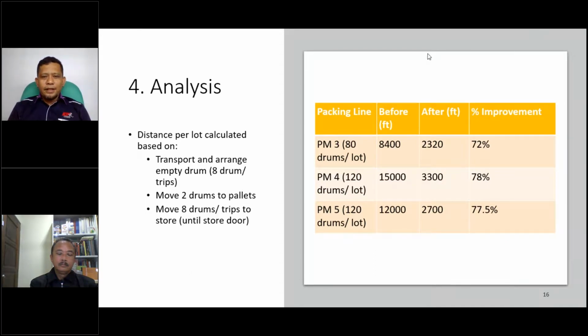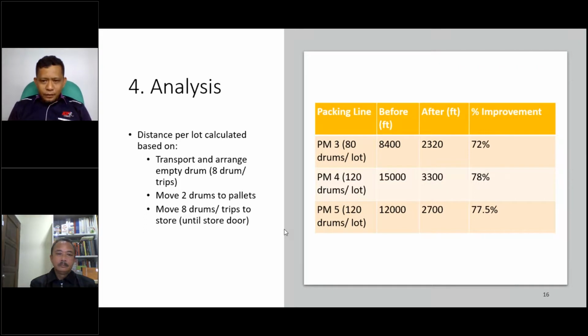So for this project, we did some study based on the transport range of the empty drum and so on. The movement of the forklift was about 8,400 feet. After we do that, we can reduce it to 2,320 feet. For pump 4, that is almost 78%, and pump 5 is a 77% reduction. This is based on the calculation that we made.